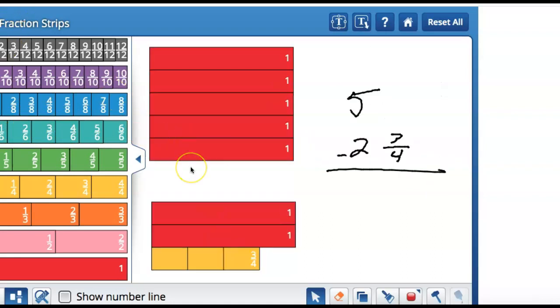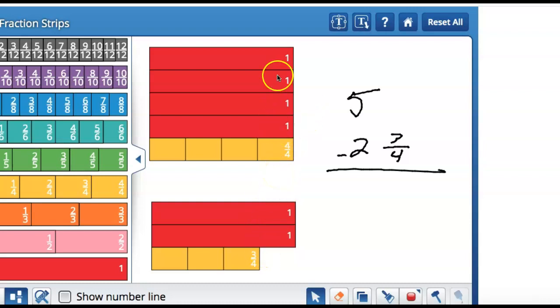Let's look at one more unusual problem that you're going to see, model it, and do the traditional way. So we have 5 minus 2 3/4. Do I have any fractions to take away? No, I don't. So I need to convert. I need to take one of these wholes, and I need to replace it with fourths, because I already know what I'm taking away is fourths here. So now, do I have enough fourths to take away?